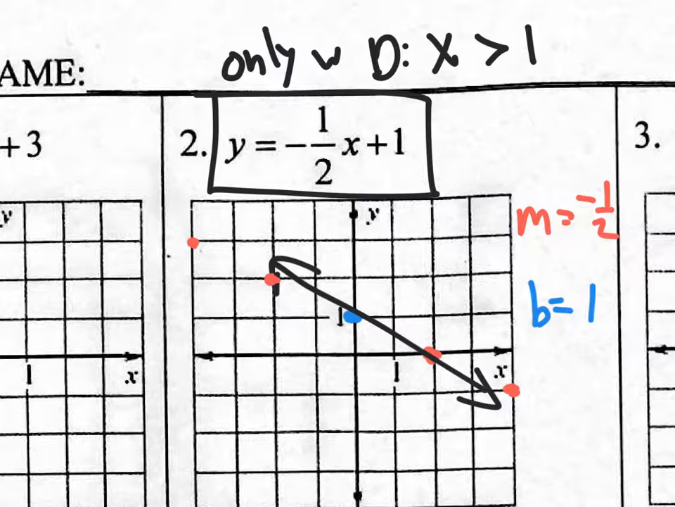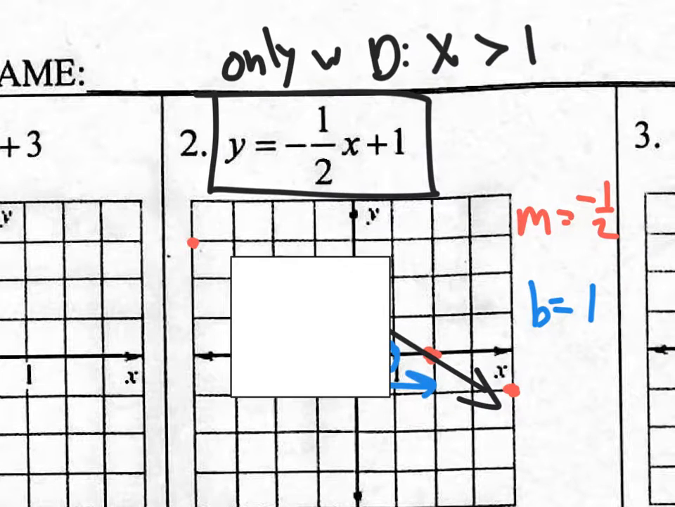If I'm telling you that the domain, what is domain? X's or Y's? X's. Domain, X's, range, Y's. So if I tell you to graph this only with the domain x being greater than 1, then where is x being greater than 1? Well, here's 1. Greater than is to the right of it, right? So what we would have to do is kind of erase or block out or ignore the left side of it.